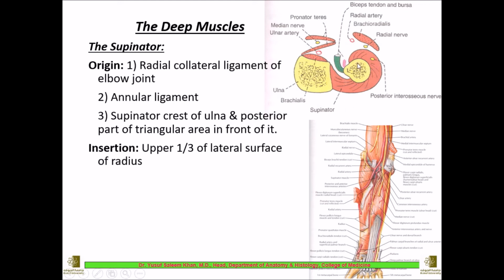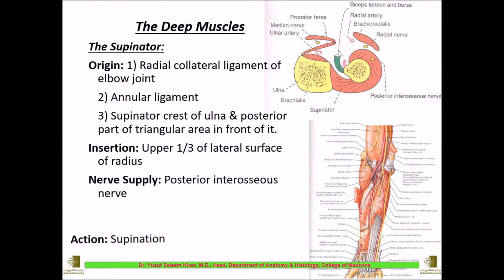radius, and it winds around the radius and gets inserted to the upper 1/3 of the lateral surface of the radius. So it will be inserted on this part, that is the upper 1/3 of the lateral surface of the radius. Nerve supply is by the posterior interosseous nerve, and the action is, as the name indicates, it is one of the supinator muscles of the forearm. Okay, supinator along with the biceps brachii, which also helps in the supination.